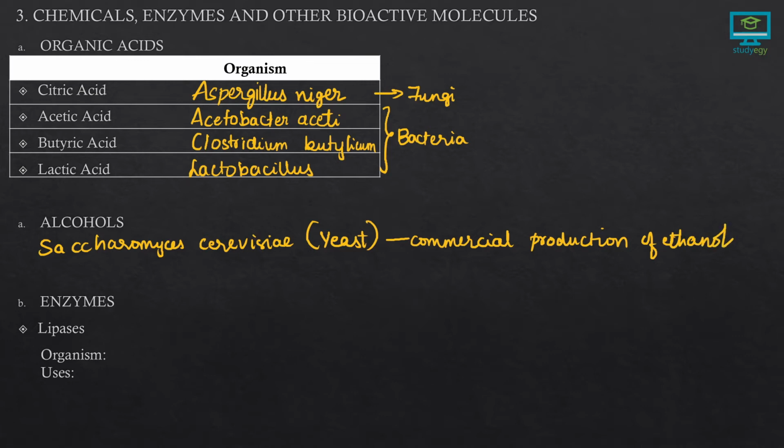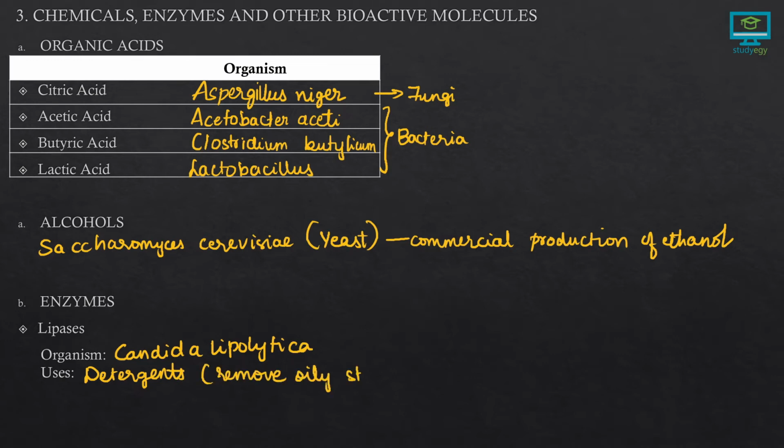Now coming to lipases, the organism which we use to prepare lipase is called Candida lipolytica. And the use of lipase, we usually use it in the detergents which remove oily stains from clothes. So lipases are those substances which we use to remove oily stains from the laundry. So this is all about lipase.